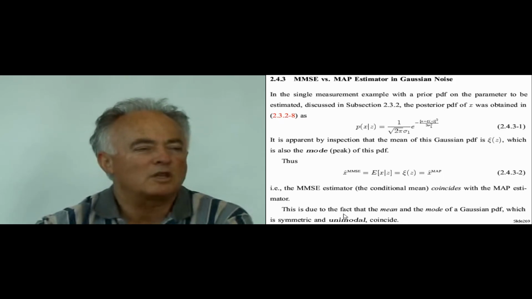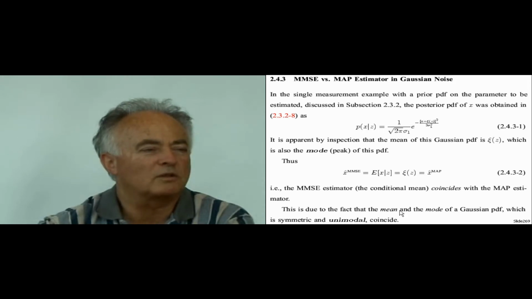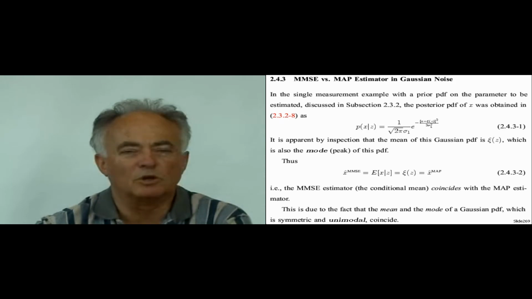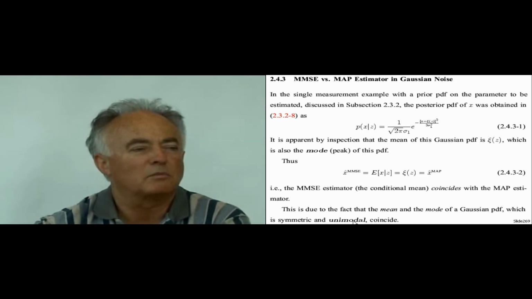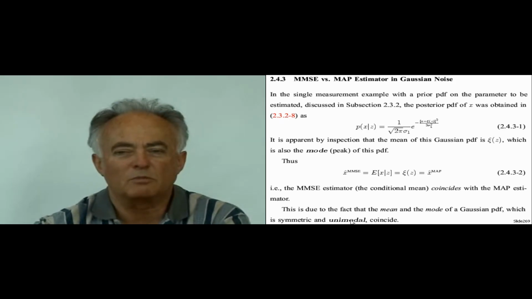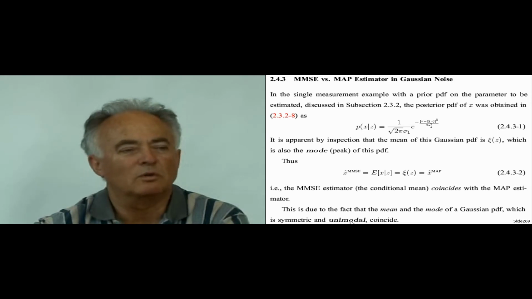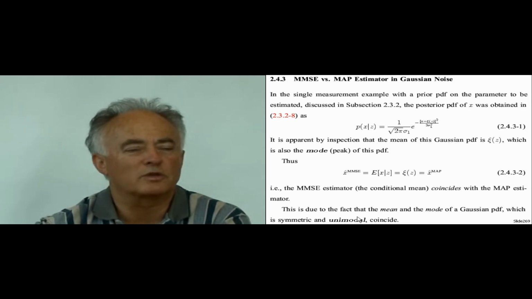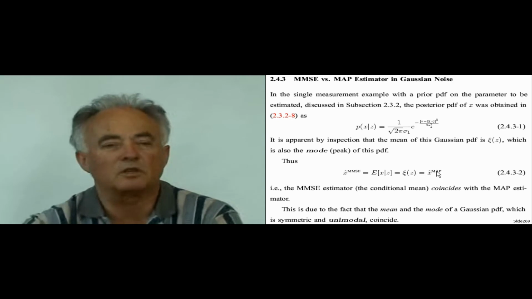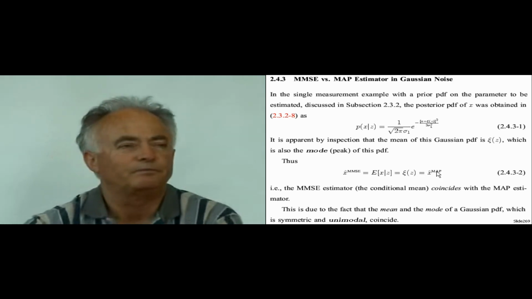The mean and the mode of a Gaussian, remember the Gaussian is symmetric, unimodal, has a single maximum, and that maximum happens to be the mean. So the mean and the mode coincide. Therefore, the MMSE and the MAP estimators are all the same in this Gaussian case.